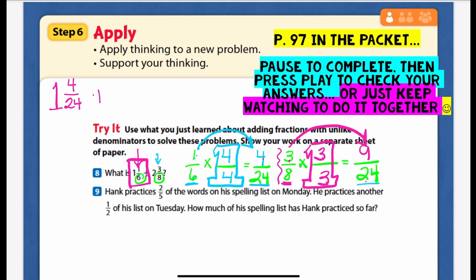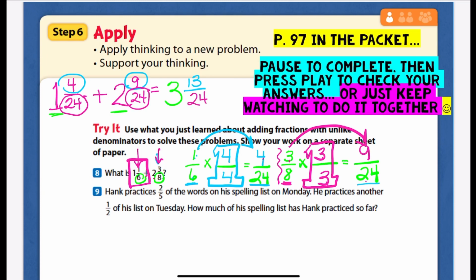Plus 2 is my whole number here. And the equivalent fraction of 3/8 is 9/24. Okay, so first I can add my whole numbers. So 1 plus 2 is 3. Next, I add my numerators. 4 plus 9 is 13. And then I keep my denominators, those common denominators, the same, into 24ths.